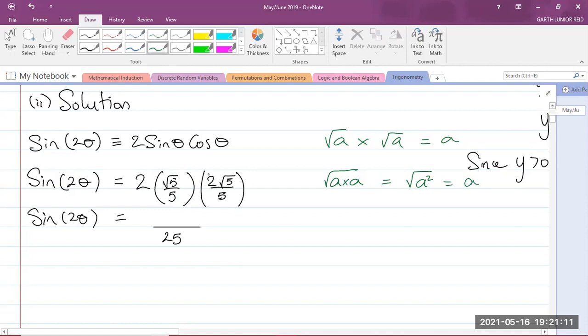So that's 5 multiplied by 2, that's 10, multiplied by 2, that's going to give me 20. So in the numerator, I will have 20.